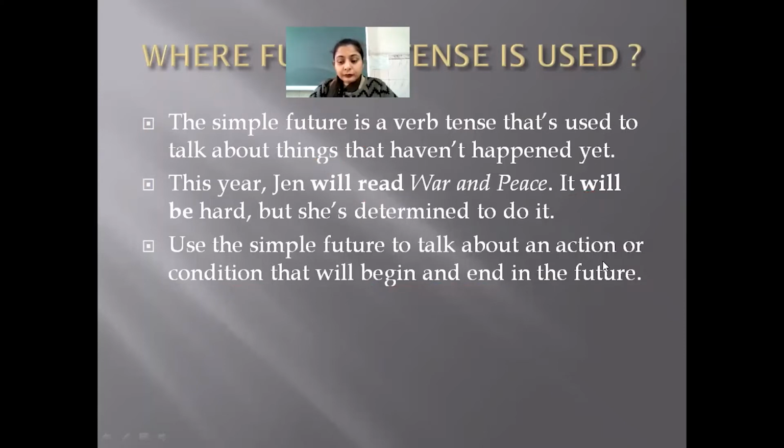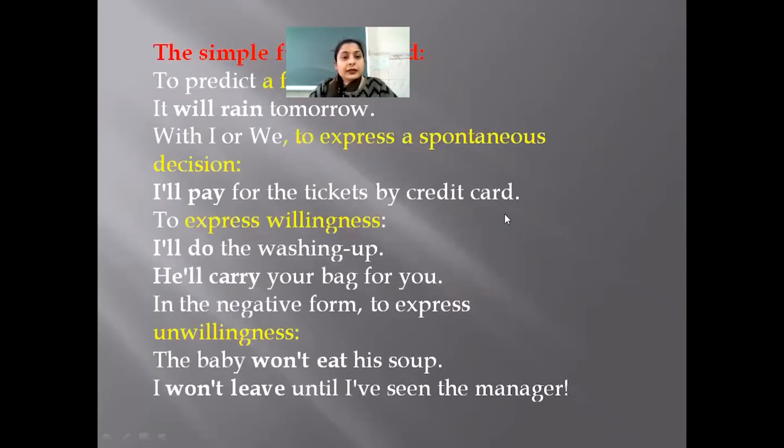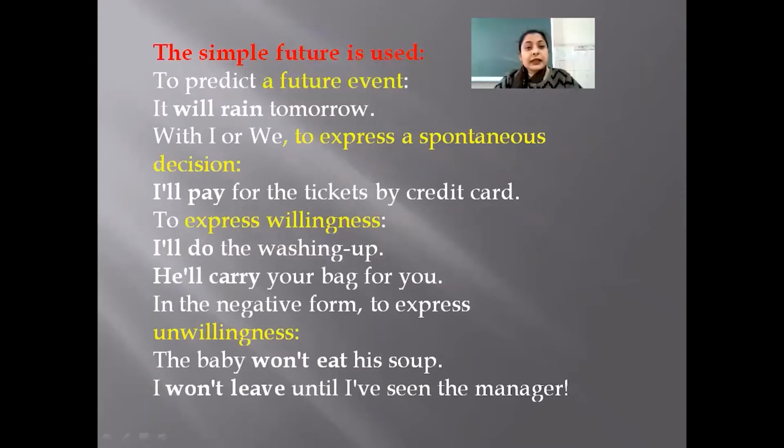Now, let us discuss the use of simple future tense in detail. So, to predict a future event, an event that will take place in the future. Okay, for example, it will rain tomorrow. It will rain tomorrow. Tomorrow rain hogi.